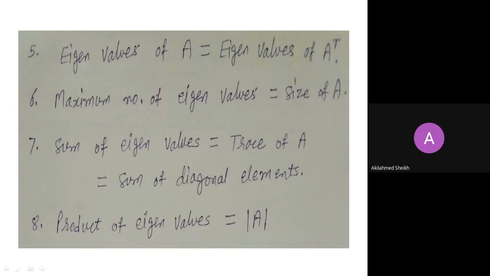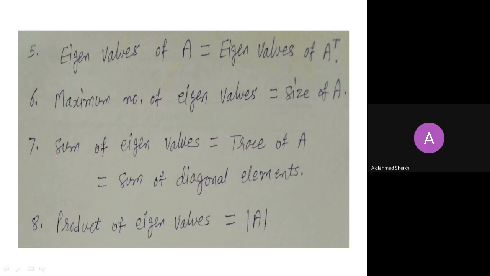Next, eigenvalues of the matrix capital A is equal to the eigenvalues of A transpose, means eigenvalues of transpose of matrix and actual matrix are same. Here, maximum number of eigenvalues is equal to size of A, means if the given matrix is n by n, we have n eigenvalues. If the order of the given matrix is 3 by 3, we will get 3 eigenvalues.